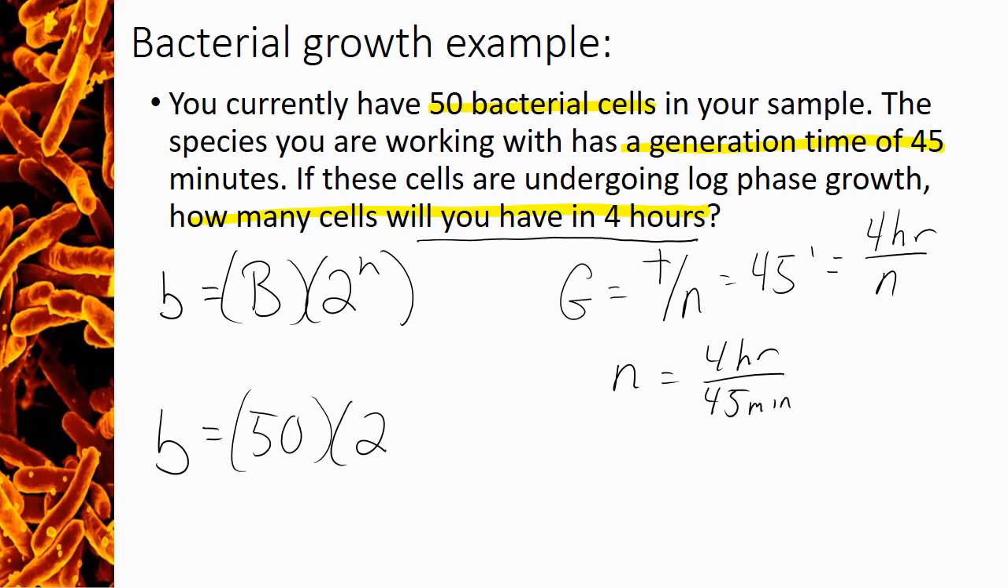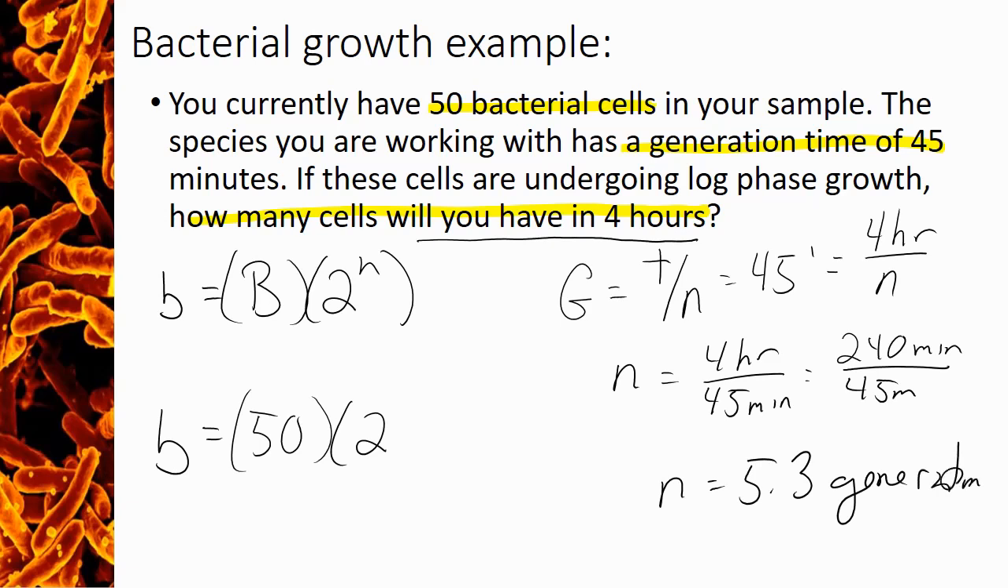but then we have to make sure our units match. And so we can't have hours divided by minutes. There are 60 minutes in an hour, so 4 times 60 is 240 minutes, divided by 45 minutes gives us an n of 5.3 generations. So during this 4 hours of growth, the cells have divided 5.3 times.